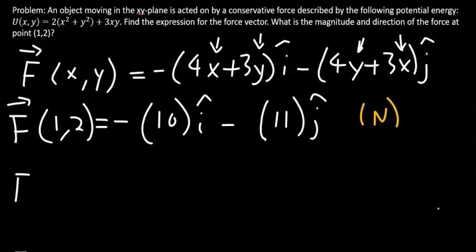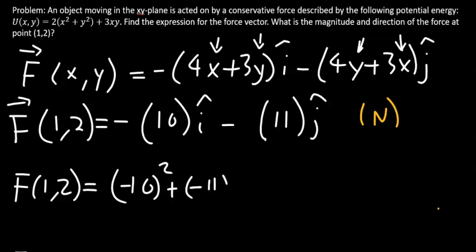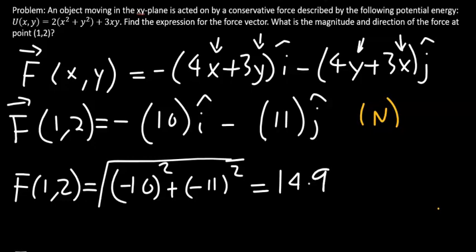So we can easily compute the magnitude. So the magnitude is the square root of (minus 10) squared plus (minus 11) squared. It's just the magnitude of a vector. And you're going to get 14.9 newtons. Now let's do the direction.